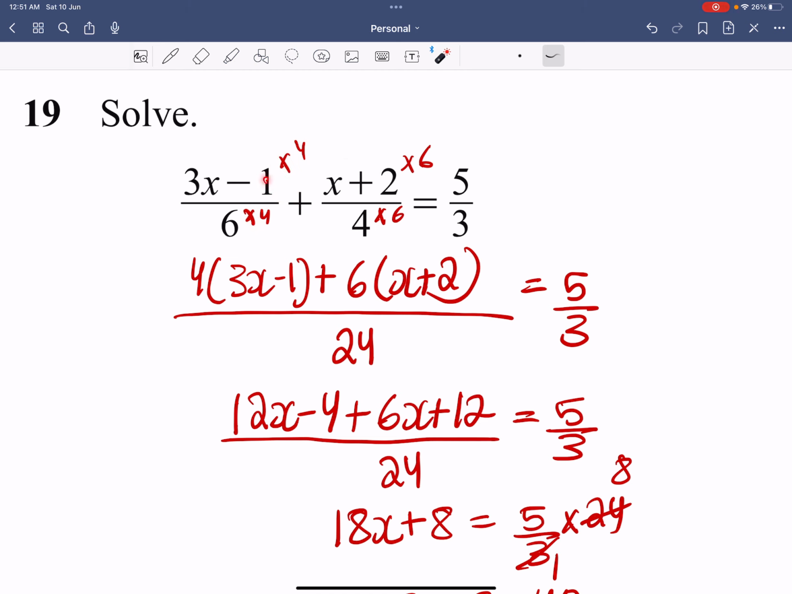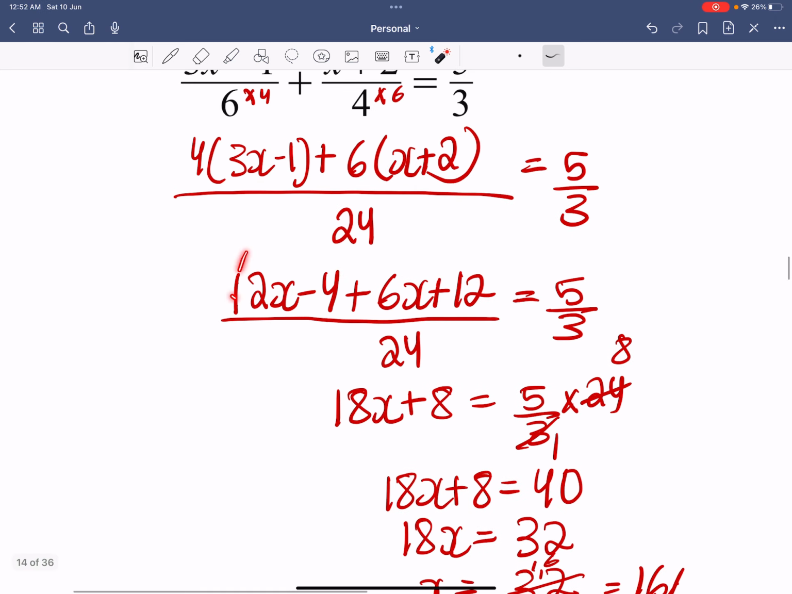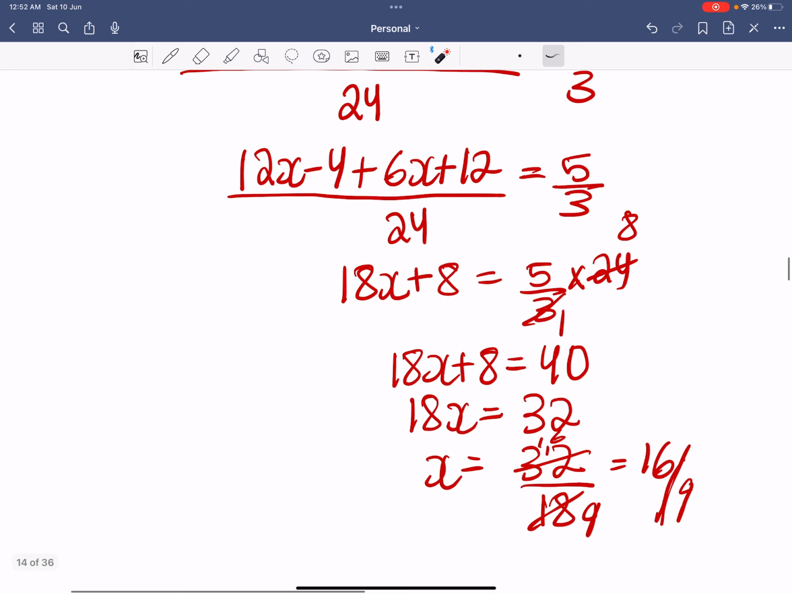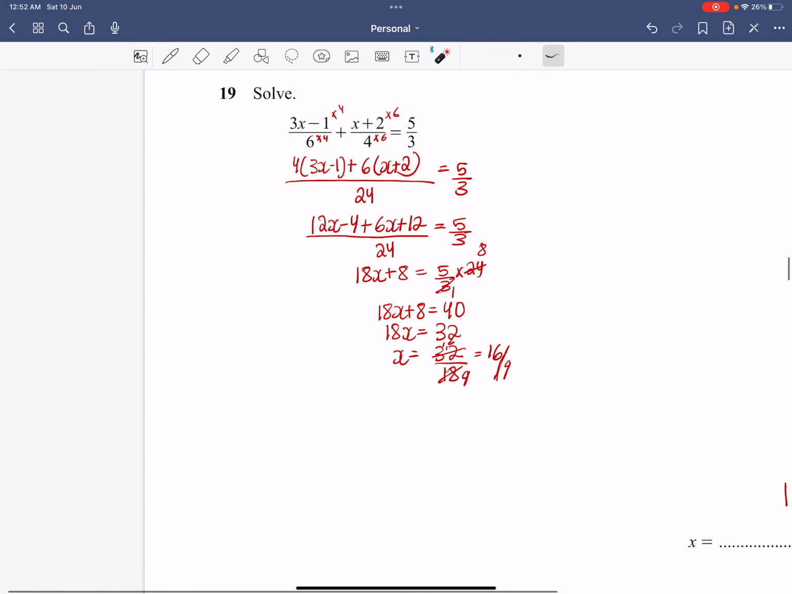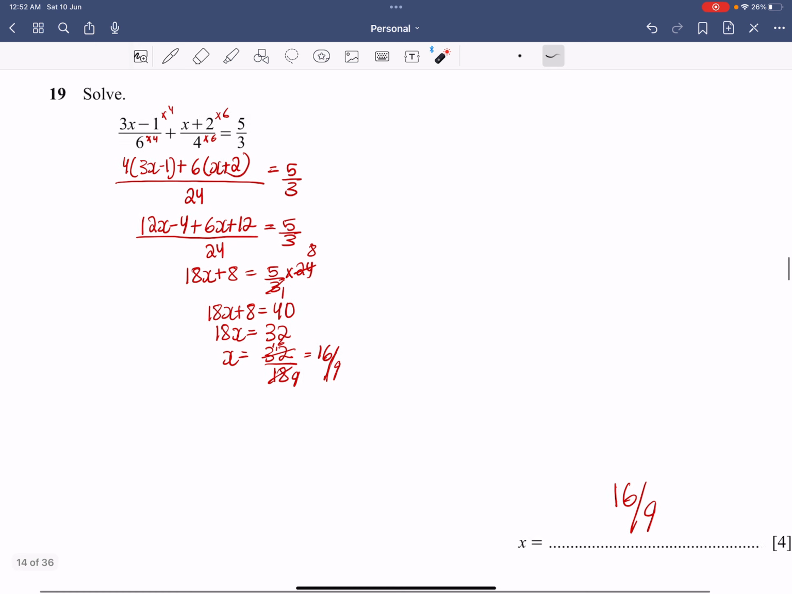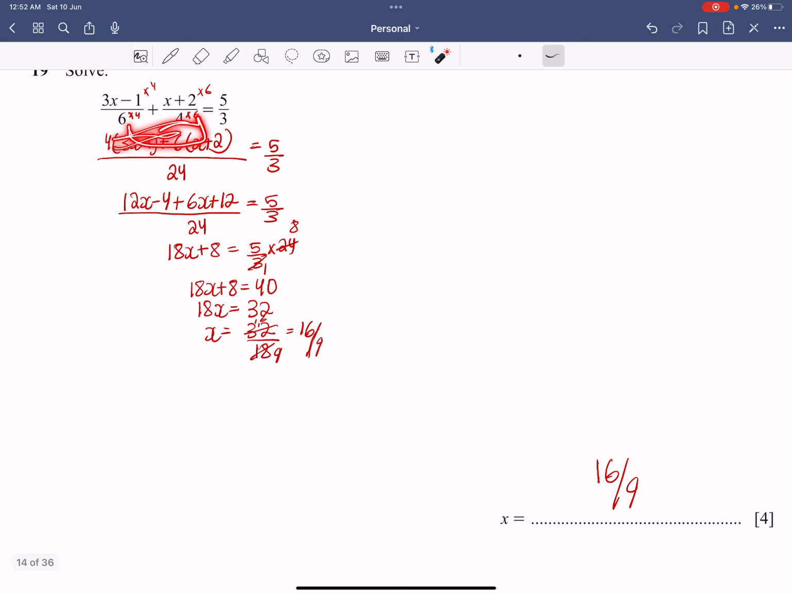So what I did was multiply the numerator and denominator with the number. So 4 times (3x minus 1) plus 6 times (x plus 2) over 24. So (12x minus 4 plus 6x plus 12) upon 24 is 5 upon 3, and 12 plus 6 is 18. 18 plus 8 is equal to 5 upon 3, and hence x will be 16 upon 9 if you go through the calculation. This was fairly easy, but you need to remember that whenever adding or subtracting, you need to make the bases same.